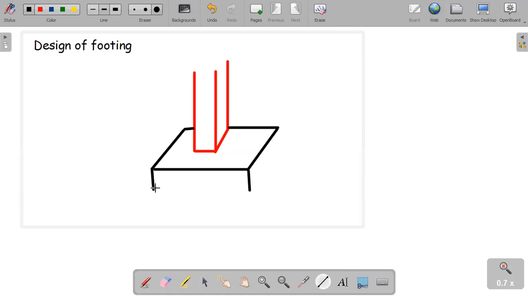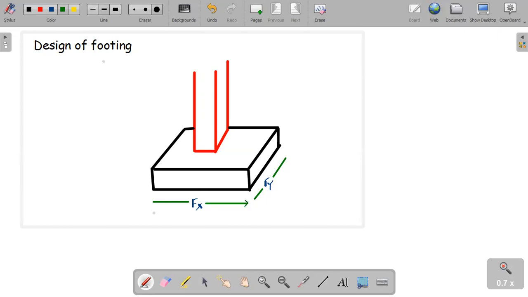Then let's discuss how to find the size of the footing. Okay, this is the column. This is the footing. I will take the size of the footing as Fx for this direction, Fy for this direction. That means Fx is from here to here, the size of the footing. Fy is from here to here. Then let's identify how to find these values.